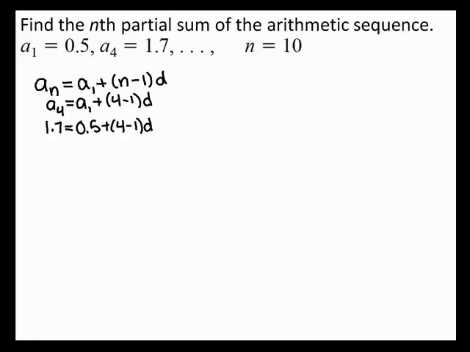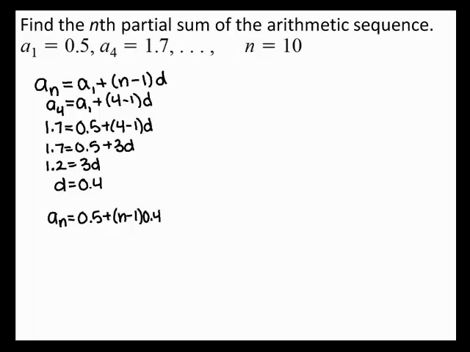Simplify 4 minus 1. Subtract 5/10 from both sides. Divide both sides by 3. You find that d is equal to 4/10. Substitute d into a sub n is equal to 5/10 plus the quantity n minus 1 times d. Simplify n minus 1 times 4/10. Simplify 5/10 minus 4/10. You find that a sub n is equal to 4/10 n plus 1/10.